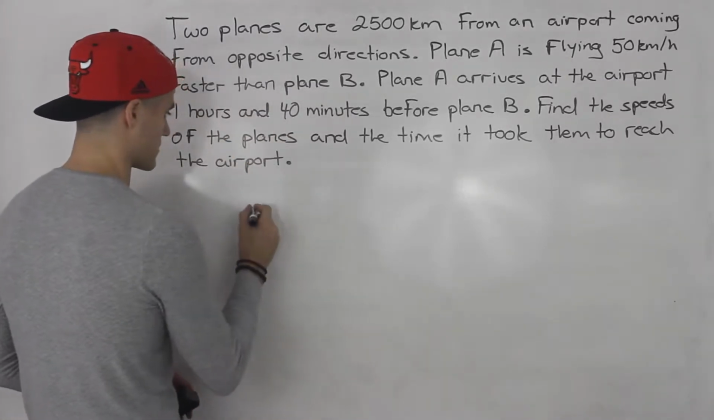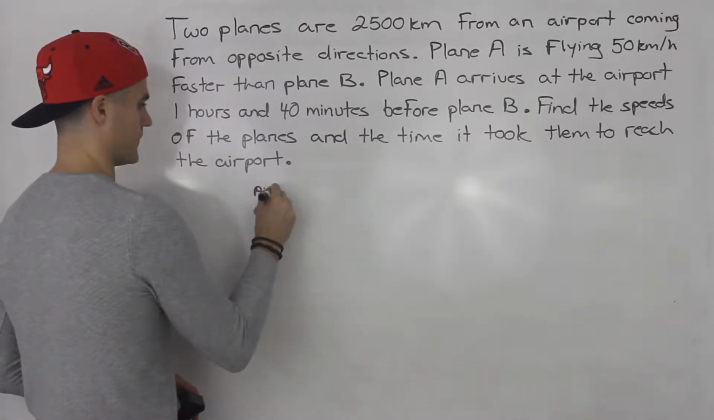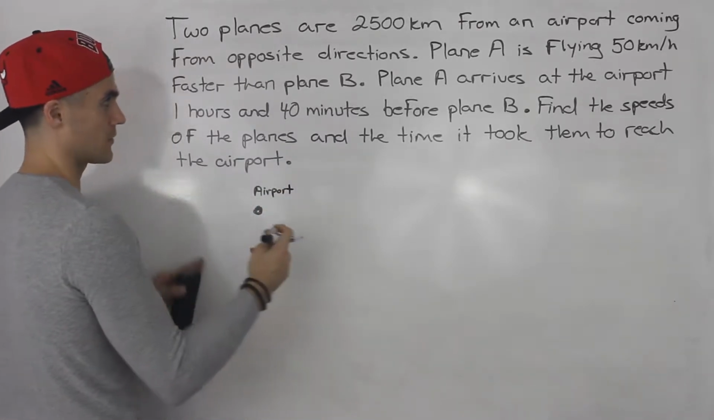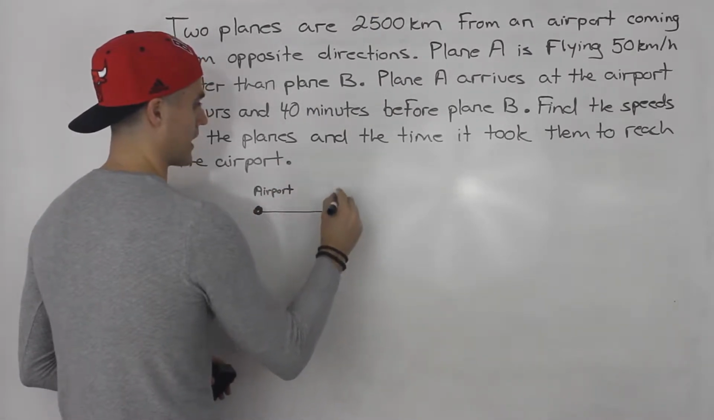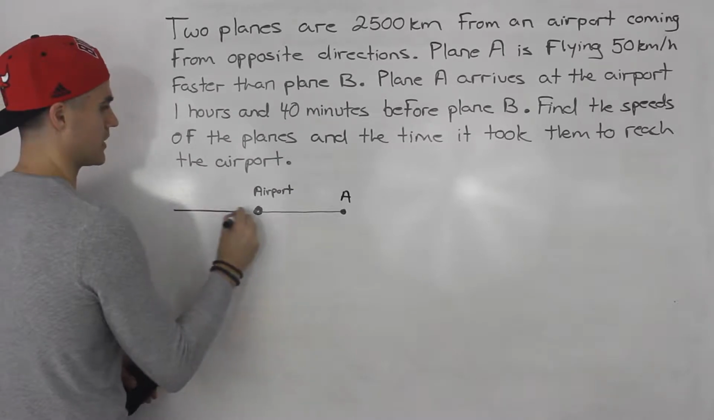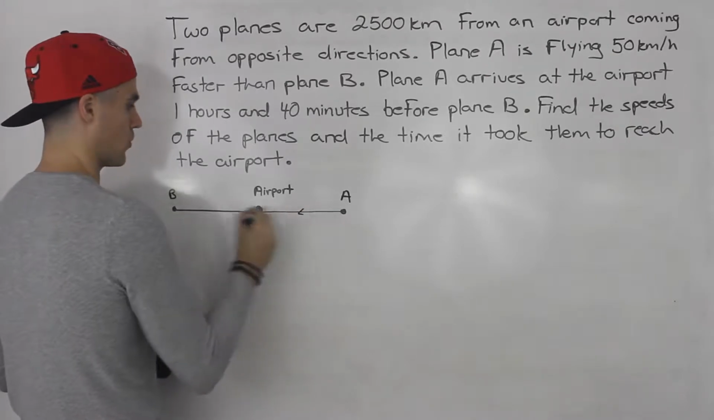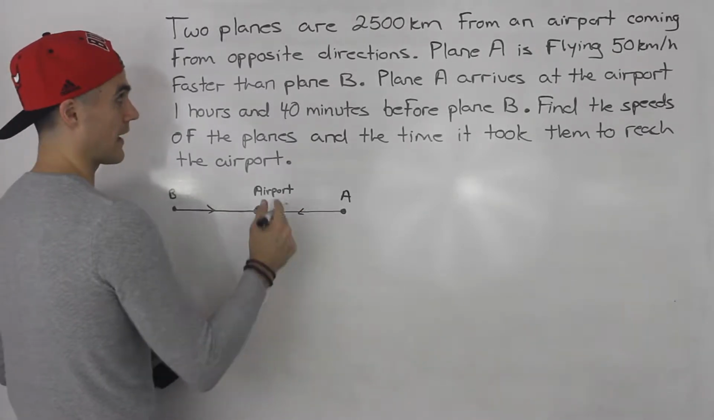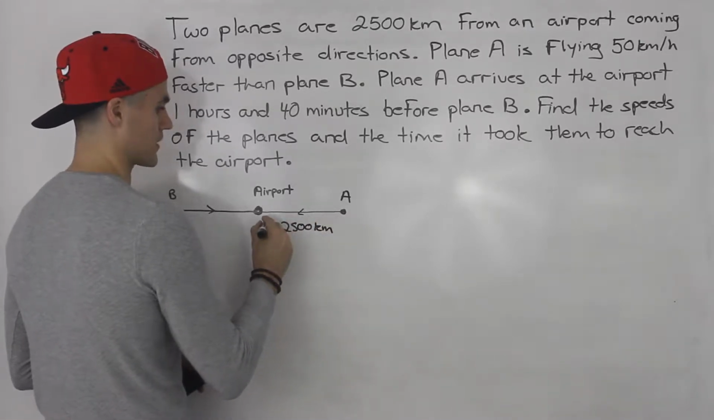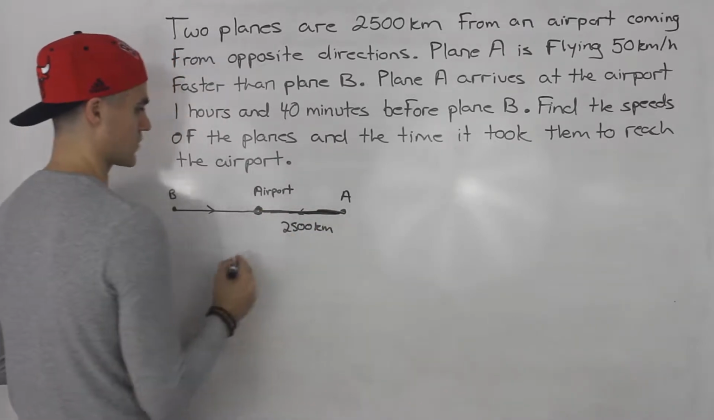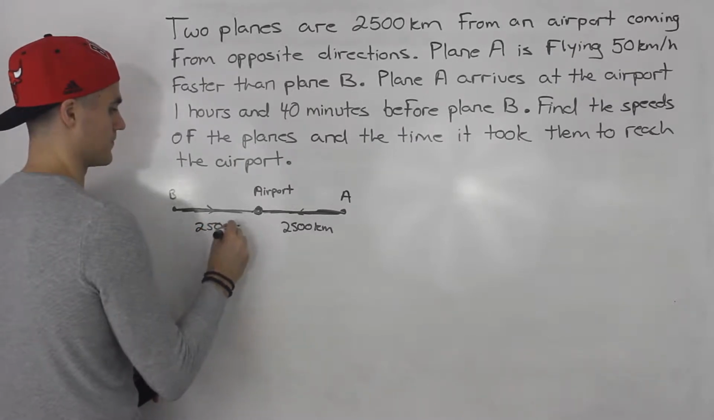So let's actually just draw that sentence. Let's say this is the airport. We've got two planes coming from opposite directions, plane A and plane B. Let's say that plane A is over here, and plane B is over here, right? And they're both going towards this airport here, and they are both 2,500 kilometers from the airport, their respective distances. So this here is 2,500 kilometers, and this here is 2,500 kilometers as well.